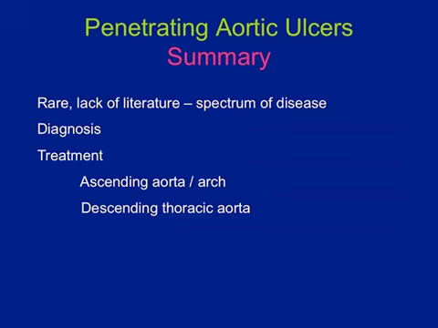Finally, endovascular stent grafting appears to be a feasible option in these patients with descending thoracic aortic ulcers. These patients are often elderly. However, there should be caution as no long-term follow-up is currently available.